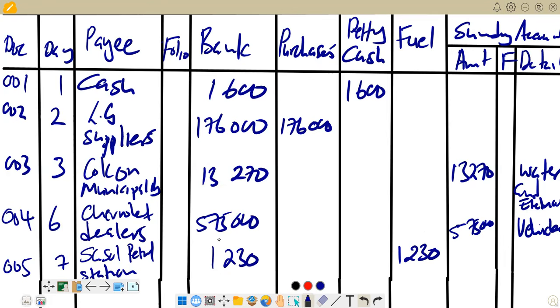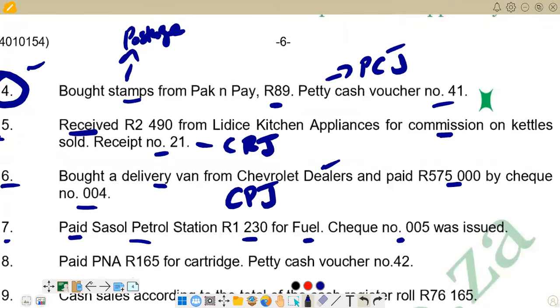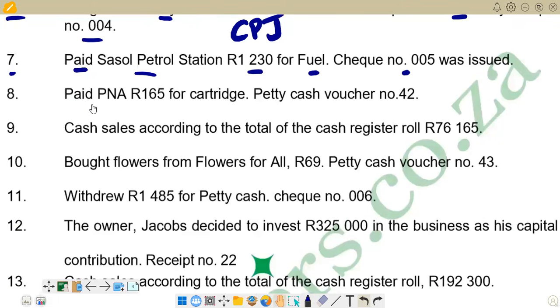And then we can go and check what we have in terms of the next item. We are now on 8. So, paid 165 rands for cartridge, petty cash voucher number 42. So another payment that we have there for 165, but it's for petty cash. So it's going to go to the petty cash journal.